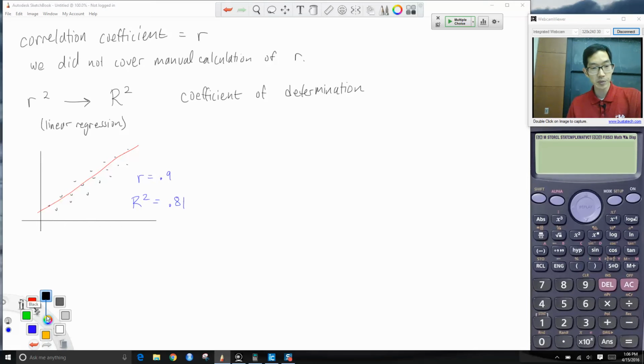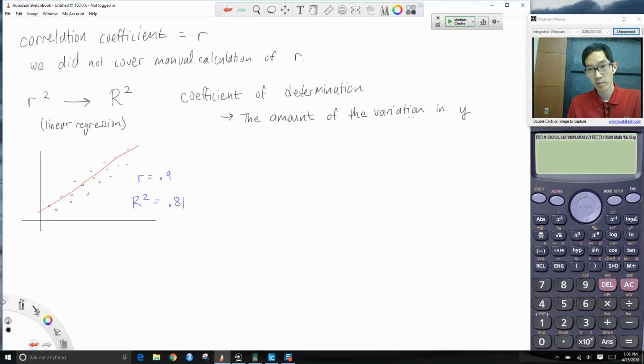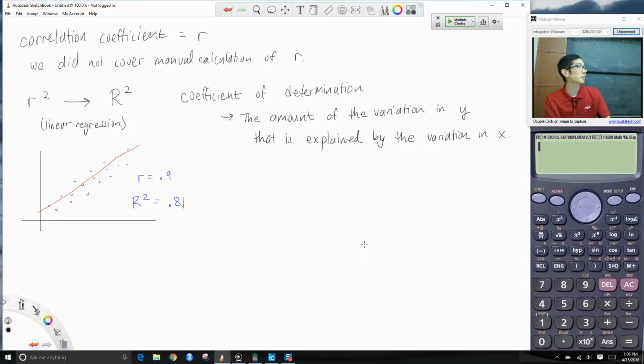So what is the significance of R squared here? The coefficient of determination indicates the amount of the variation in Y that is explained by the variation in X.